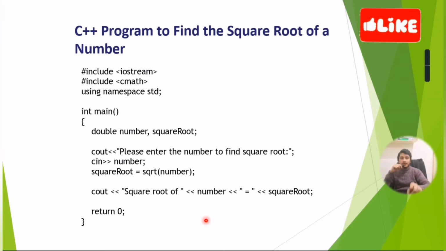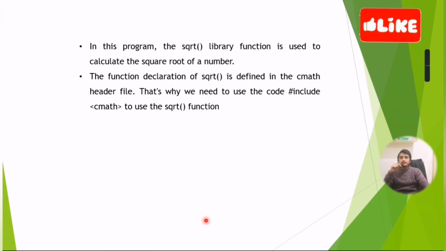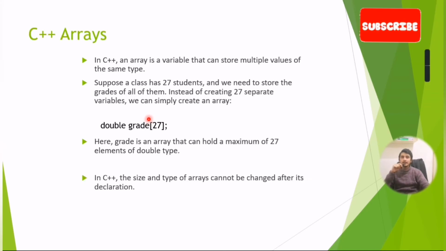Pause this video here, copy and paste this program to your Dev C++ and write any number there, and then it will give you the square root of that number automatically. In this program, the sqrt library function is used to calculate the square root of a number. The function declaration of sqrt is defined in the cmath header file. That's why we need to use the code #include <cmath>.